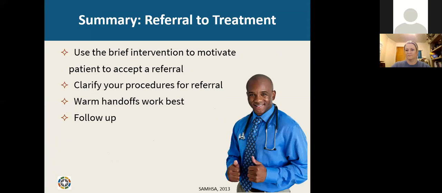So again, in summary, we want to use that brief intervention to help individuals identify their own motivation to accept a referral. We want to clarify and make that referral process as streamlined as possible, and work towards a warm handoff if we can. And another piece I just want to mention briefly is follow-up. We definitely want to have some sort of follow-up. If it's important enough to bring up and talk about, we want to come back to it, and we want to address it if we can.